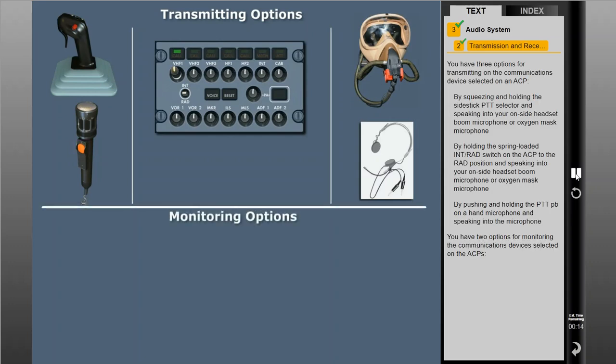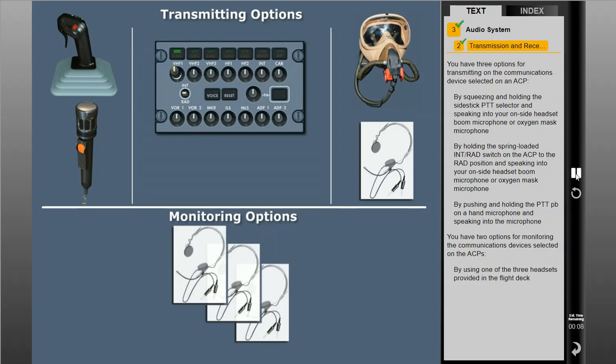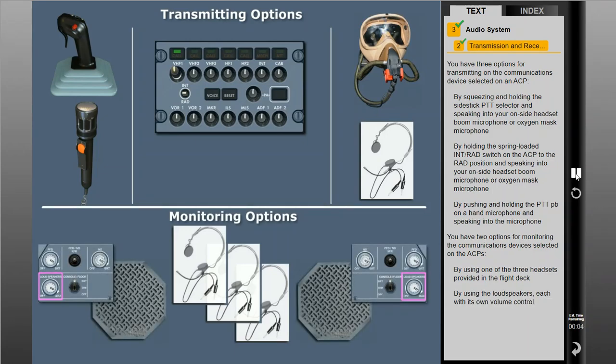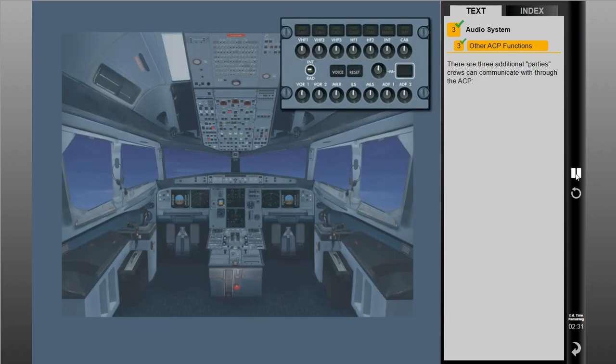You have 2 options for monitoring the communications devices selected on the ACPs: by using one of the 3 headsets provided in the flight deck, or by using the loudspeakers, each with its own volume control. There are 3 additional parties crews can communicate with through the ACP: ground personnel, flight attendants, and cell call.